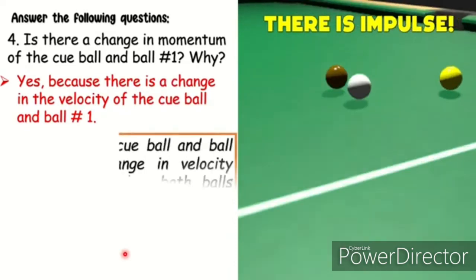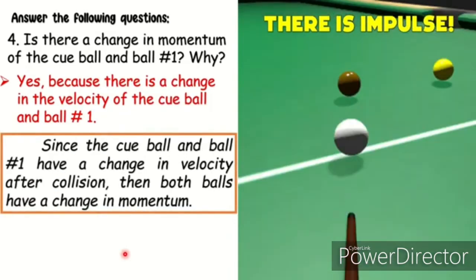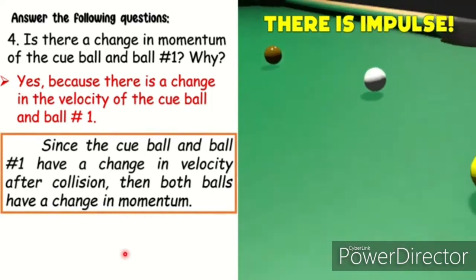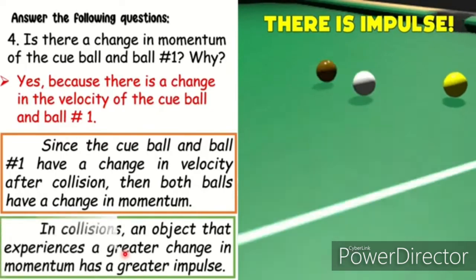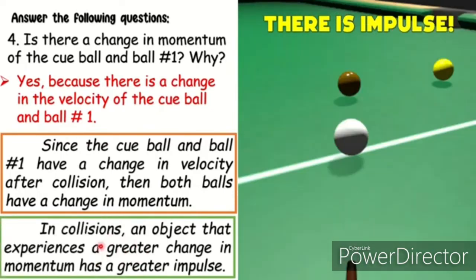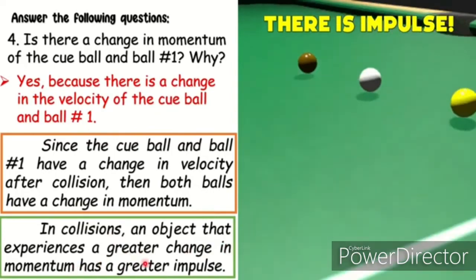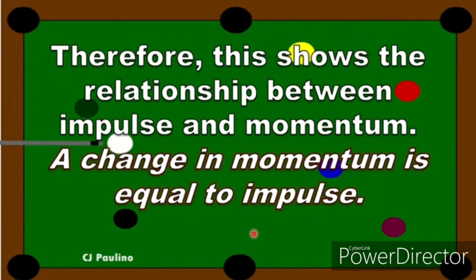Since the cue ball and ball number 1 have a change in velocity after collision, then both balls have a change in momentum. Also, in collisions, an object that experiences a greater change in momentum has greater impulse. Therefore, this shows the relationship between impulse and momentum, that a change in momentum is equal to impulse.